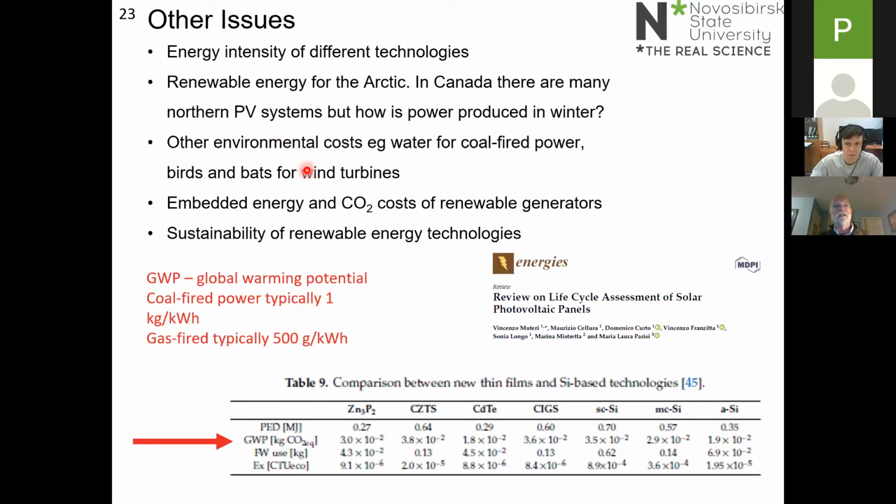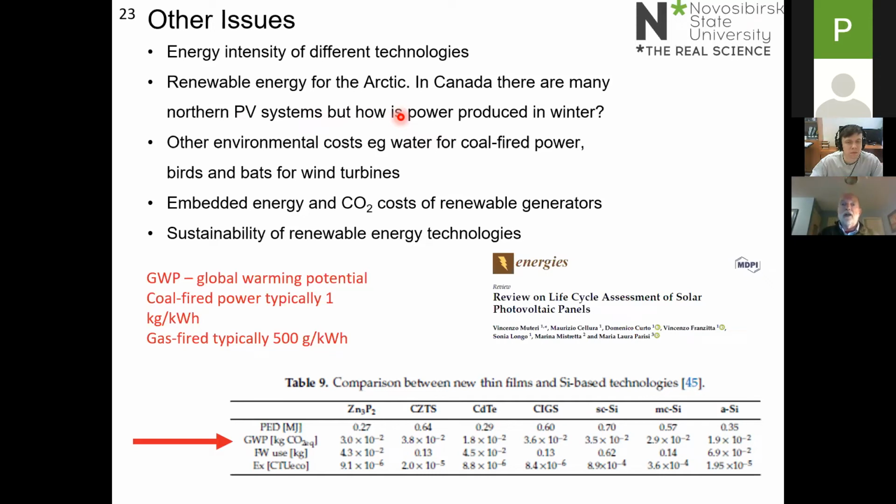things on the slide. One of the interesting things that is happening in Canada, and I'm hopeful to learn more about what's happening in the northern parts of Russia. There are a lot of photovoltaic systems in Canada, in the north of Canada, but they have the obvious problem of how to produce power in wintertime.